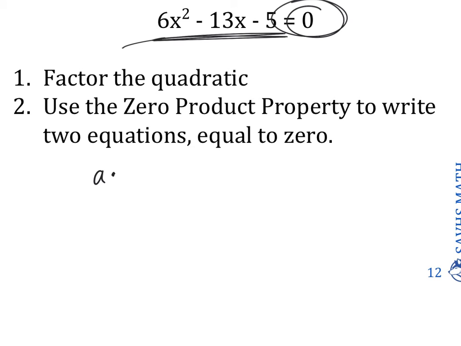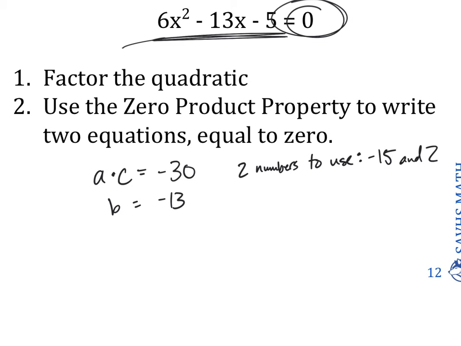A times C is negative 30. B is negative 13. At this point, I'm just going to come to the answer, and I'm going to ask that you get there with me. If you need to think about the factors of negative 30 that add to negative 13, that's totally fine, but I'm just going to go there. The two numbers we need to use are negative 15 and positive 2.